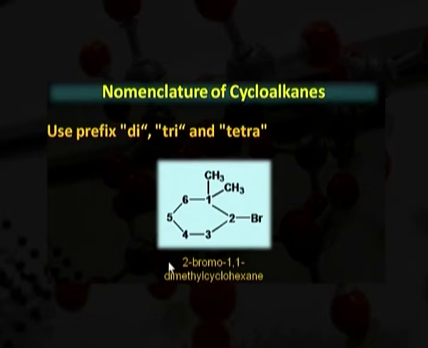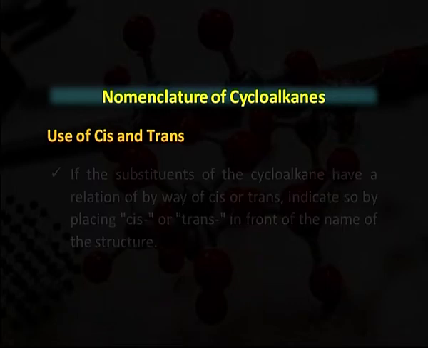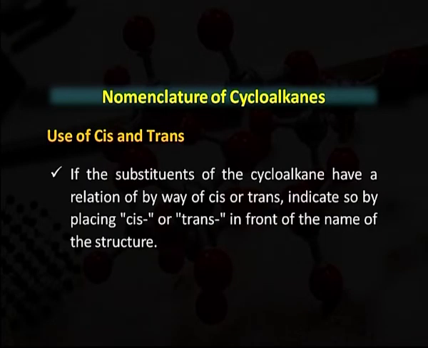It is indicating in this nomenclature, or you may say that in this name, 2-bromo-1,1-dimethylcyclohexane, which is following the rule as we have described. Now, we will discuss the use of cis and trans forms in cycloalkanes. If the substituents of the cycloalkane have a relation by way of cis or trans.